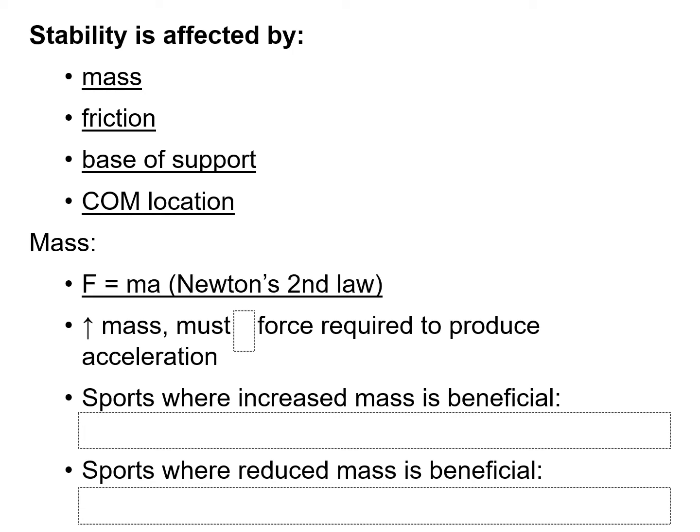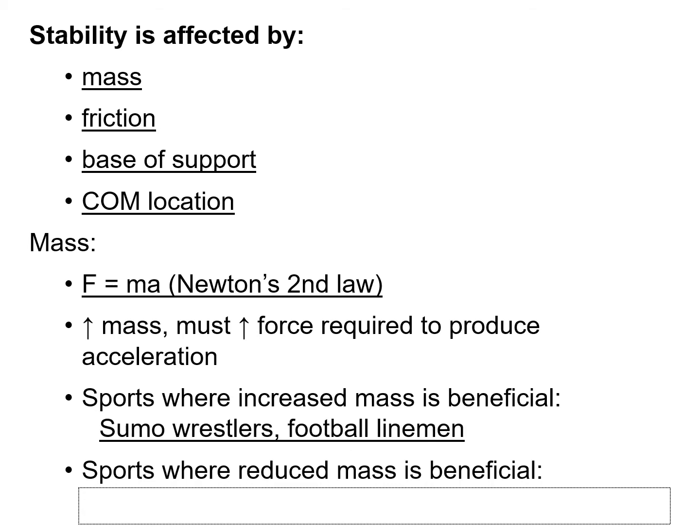With mass, we're concerned with Newton's second law, or the law of acceleration, where with an increased mass, an increased force is required to produce that acceleration. So if we're looking at sports where increased mass is beneficial, we might look at sumo wrestlers or football linemen, because they need a lot of resistance, okay, for no change in their linear or angular inertia, so that they can maintain stability when other forces are applied to them.